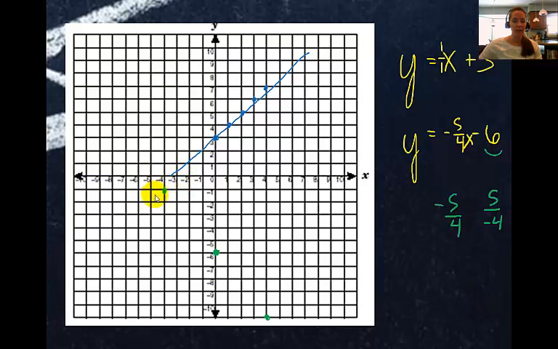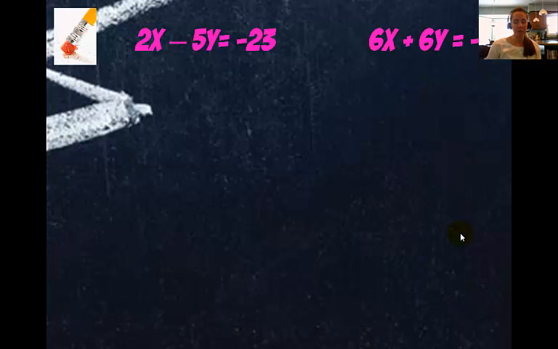And it looks like right here is where our lines would intersect. Not super pretty, but right here. So at negative 4, negative 1. So our x would be negative 4, our y would be negative 1. Let's try one more example.